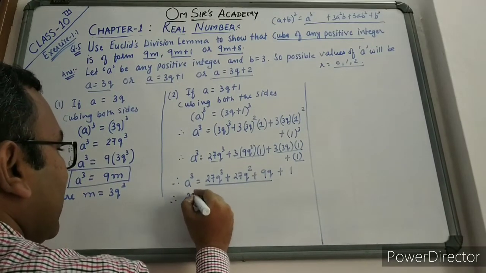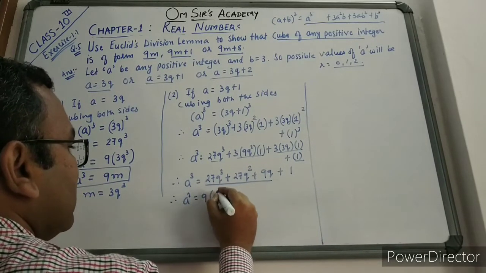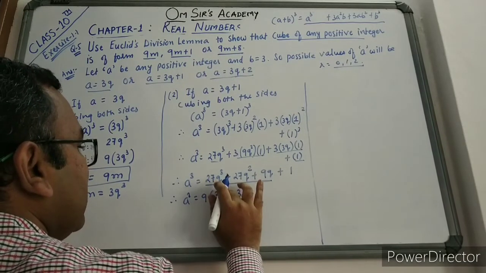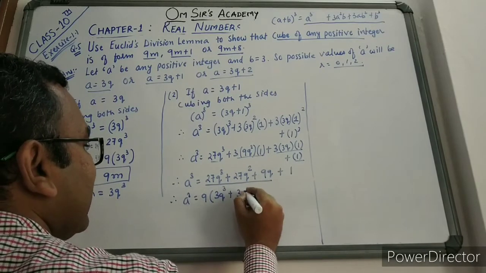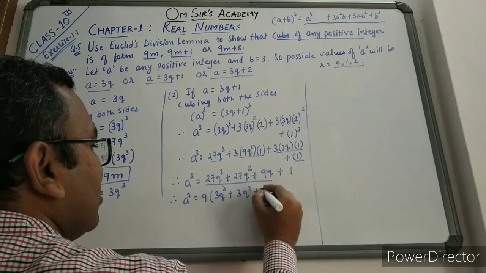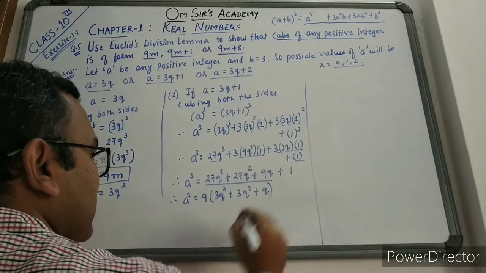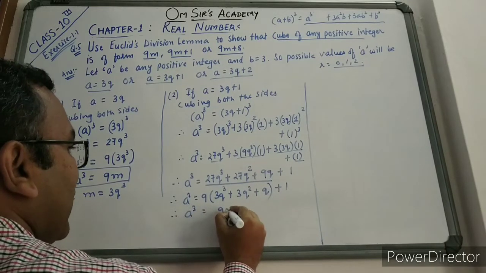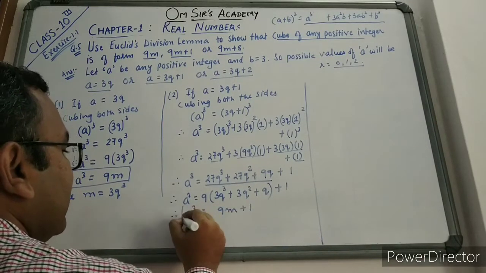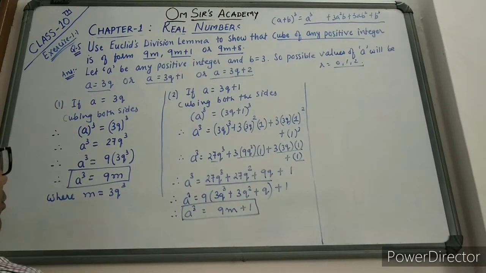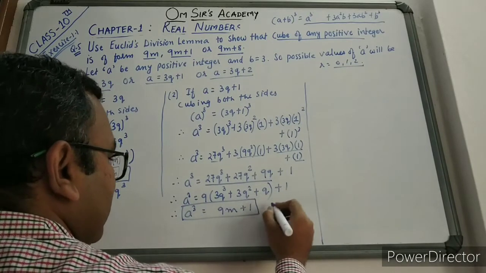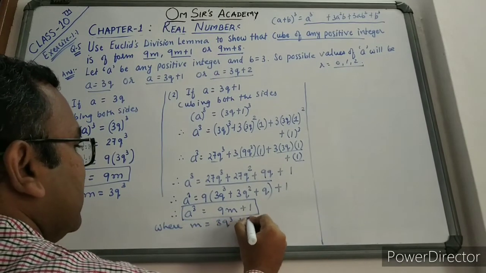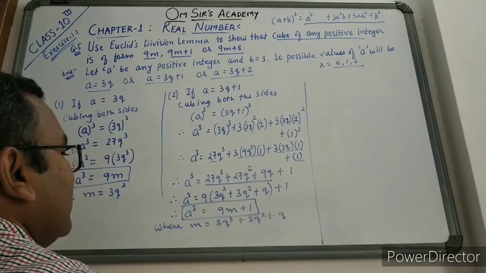So what will my a cube be? A cube is equal to 9 common, 9 3s are 27, 3q cube plus, in the second, 3q square plus, 9 common, so q will be left inside, plus 1. So a cube equals 9m plus 1. It has come in this form. Is it clear? Where m is equal to this whole term, that is m is equal to 3q cube plus 3q square plus q.